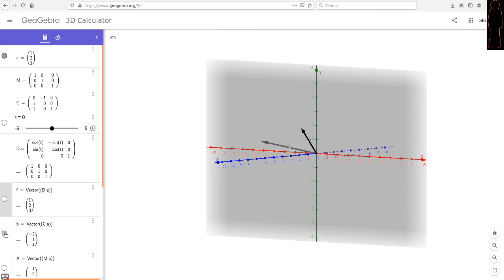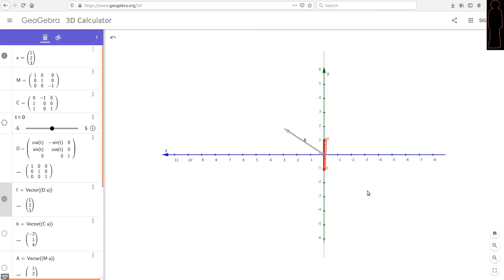Let me remove the B vector and turn on the F vector. Right now we are not able to visualize anything here. You can see that A and F are probably the same, drawn on the same vector. That's because it is 1, 2, 3. There is no change. It's almost like identity at this point, because my t value is 0.